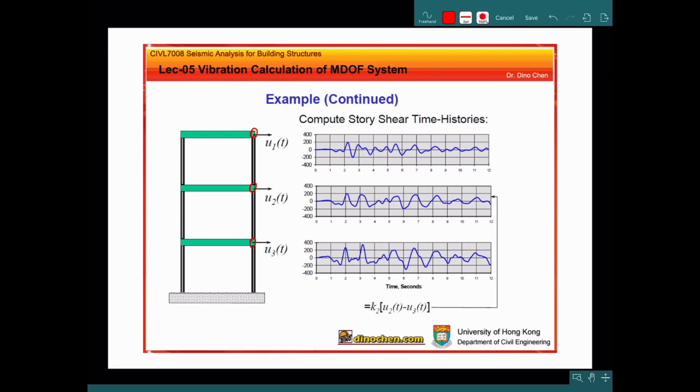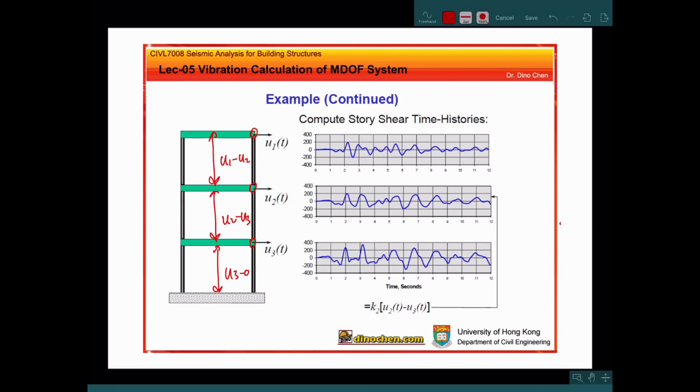We know the exact displacement of each story, and then we can use different calculations to capture the different displacement for each story. We call it the internal story displacement or internal story drift. And then, for example, the third story is U1 minus U2. In this story it is U2 minus U3. In this story it is U3 only minus 0. And this is the internal story displacement.